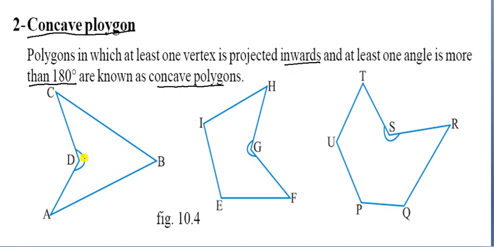So this one is more than 180 degrees. So it is a concave polygon, and it is also more than 180 degrees. This angle is too, so it is called a concave polygon. So that one is also a concave polygon. Always remember concave polygon.